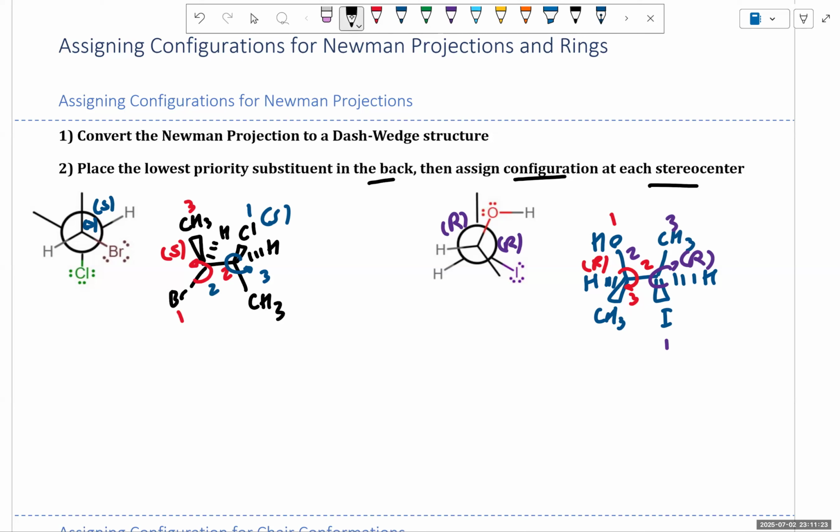So as you can see, we were able to draw out and assign the configuration for a range of Newman projections. So this concludes this supplemental lecture focusing on molecular rotation and assigning the configuration at carbon stereocenters.